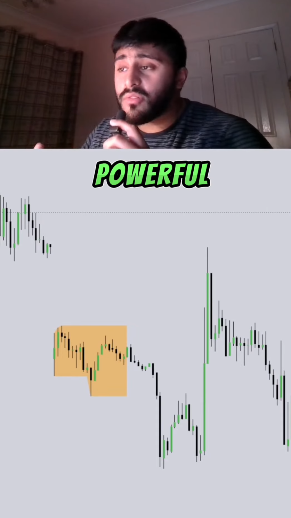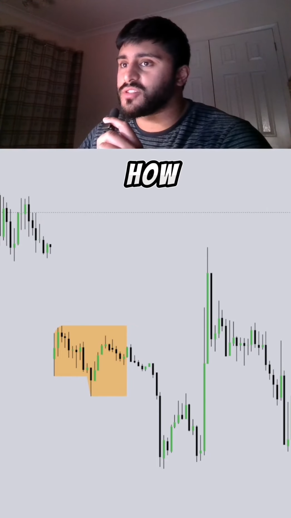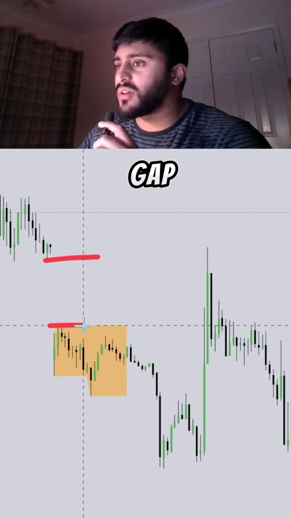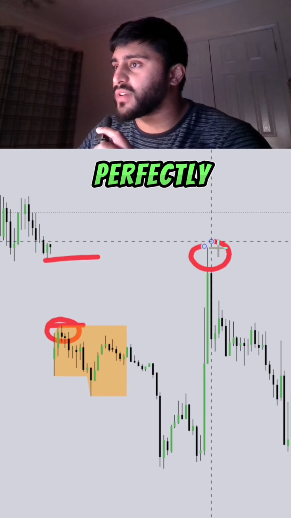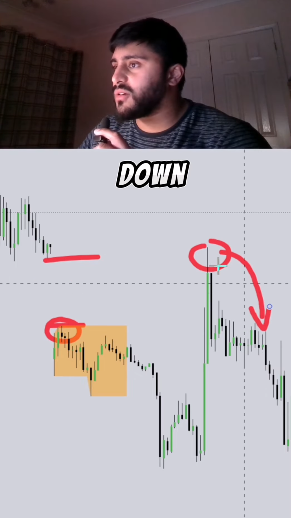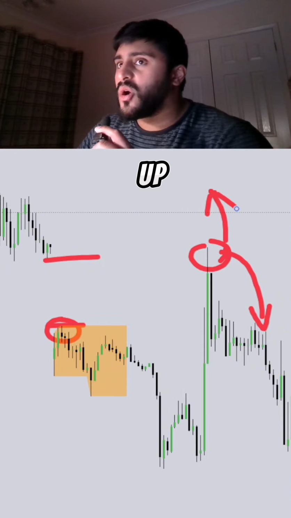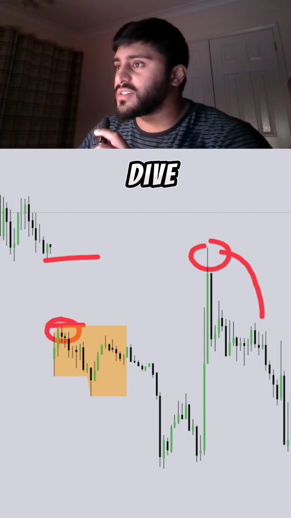Let me explain to you how powerful a gap strategy is if you know how to use it. So this is the market giving us a gap last week. And notice how this gap occurs above the Asian range and we fill the gap almost perfectly. But how do you know whether the markets are going to go down or continue moving up? Well, in order for you to understand this, let's dive into the price action itself.